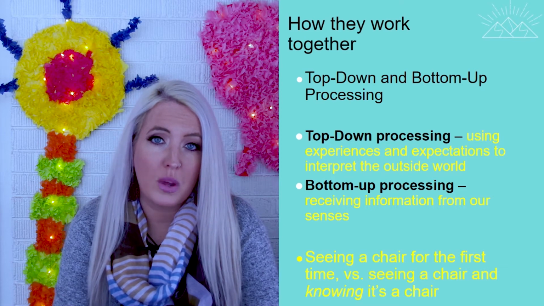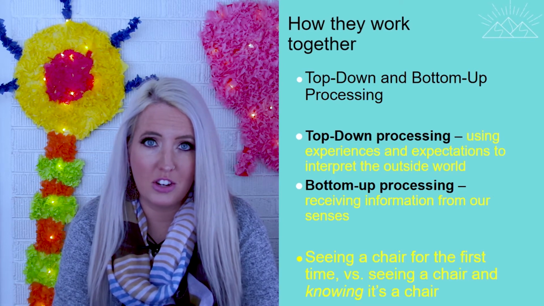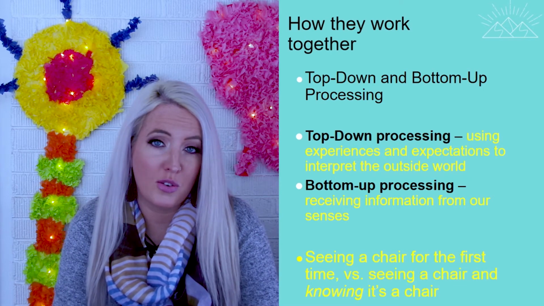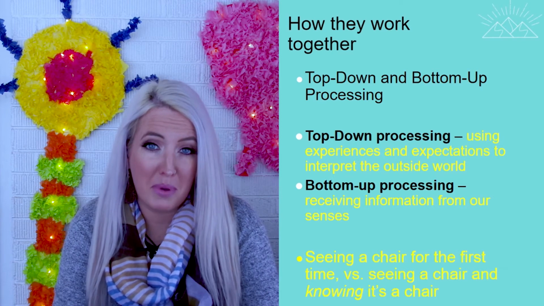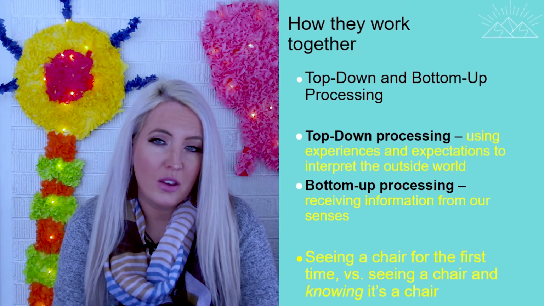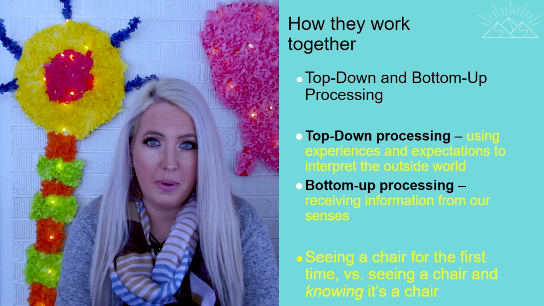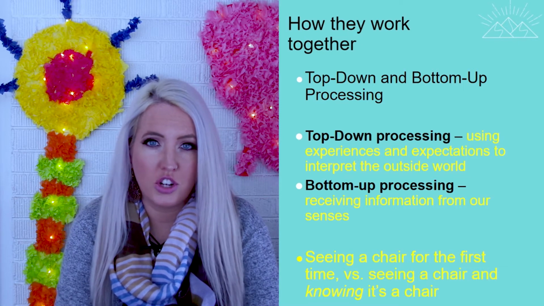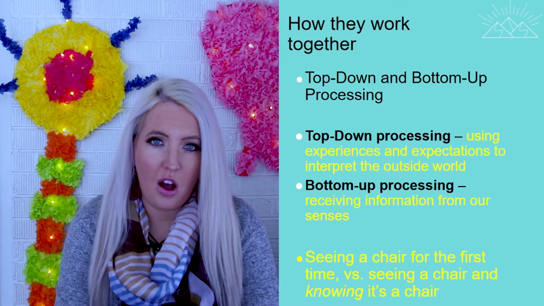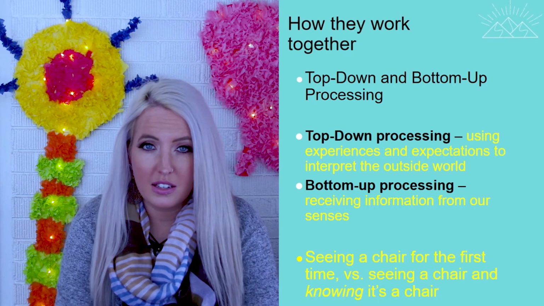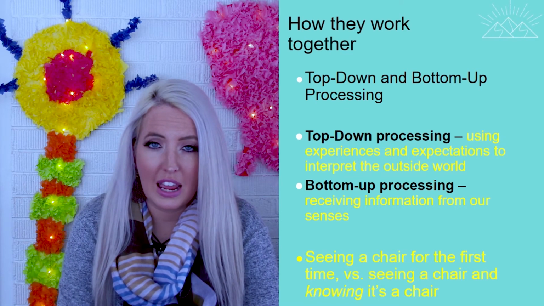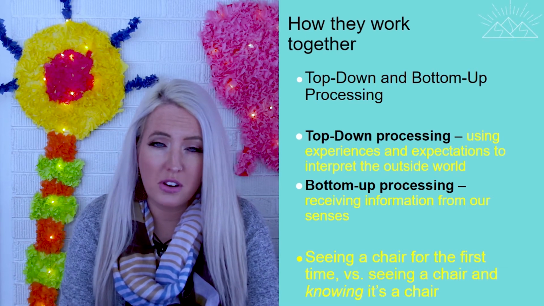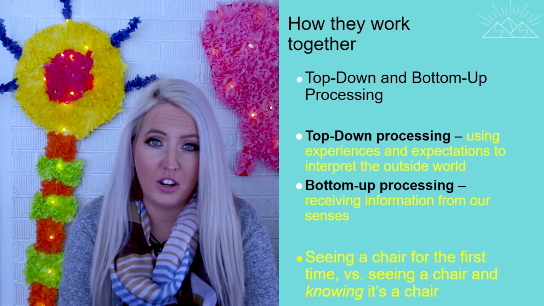Top-down processing is when we use our past experiences and expectations to make sense of the outside world. Bottom-up is when we're receiving that information from our senses and building our understanding. The way you can think about the difference is, bottom-up would be like the first time you've ever seen a chair, and you look at it and you take in all of its component pieces, you feel it, it has a flat bottom, it has a sturdy back, it has 4 legs, whatever it is that you are seeing and experiencing, and you're building that understanding of what a chair is.